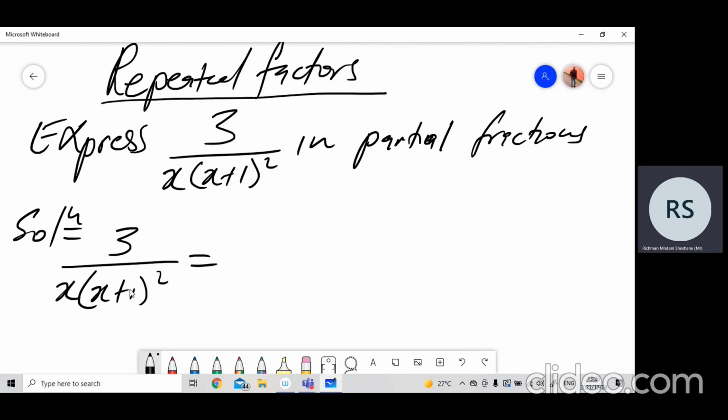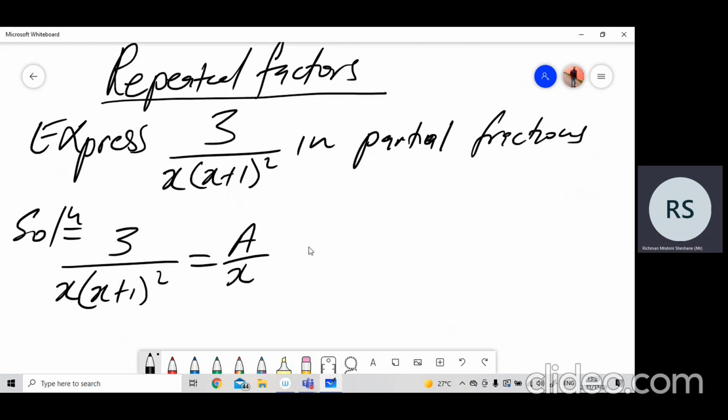We said the denominator determines the form of the partial fractions. We have x, which we treat as a linear. If you have a linear, it will give you a partial fraction of the form a constant over this linear. In this case, this is x, a linear. And the second factor is x plus 1, but x plus 1 is repeated. x plus 1 squared is the same as x plus 1 times x plus 1.